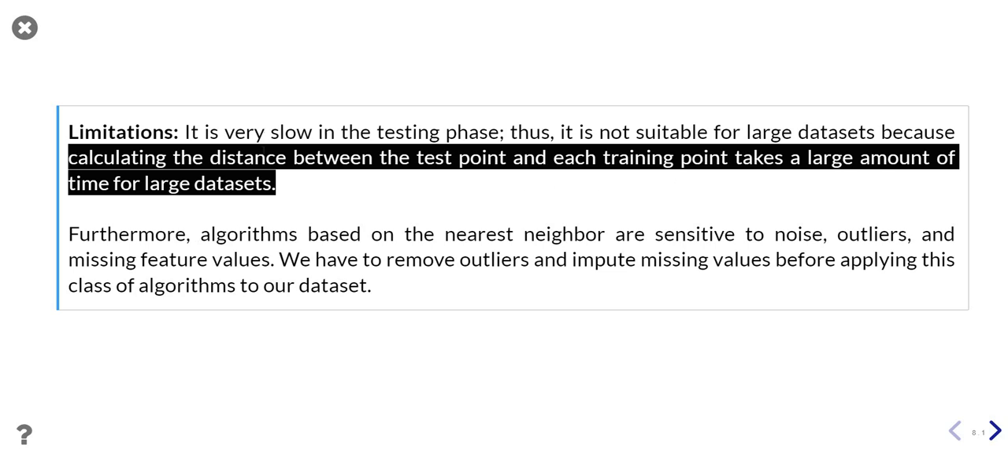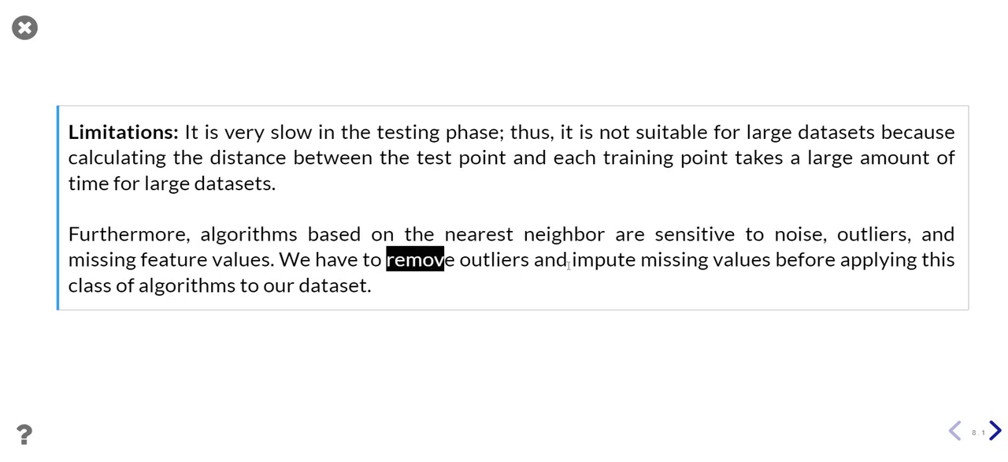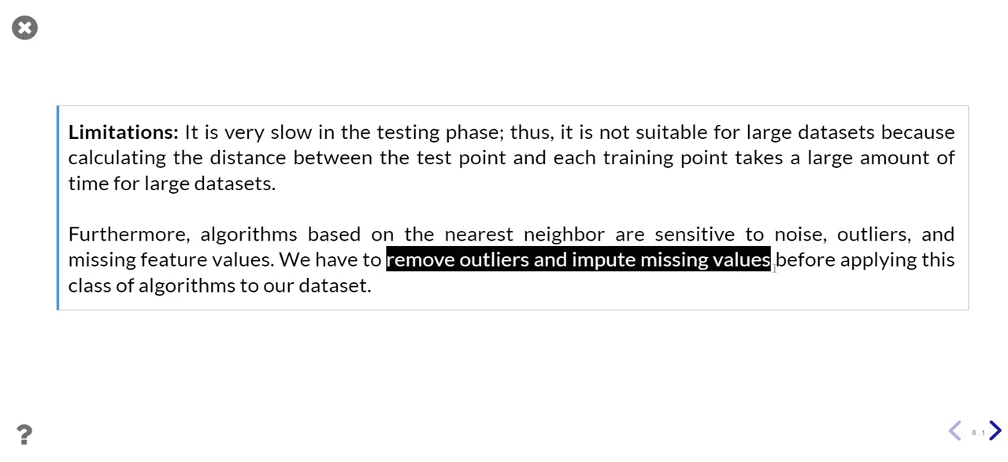And because it calculates the distance from the test point to each training point, the algorithm is very sensitive to noise and outliers, and also to missing feature values. So these can affect the classification. One way to handle this is, of course, to remove outliers and make sure that you impute missing values before applying KNN to our data set.